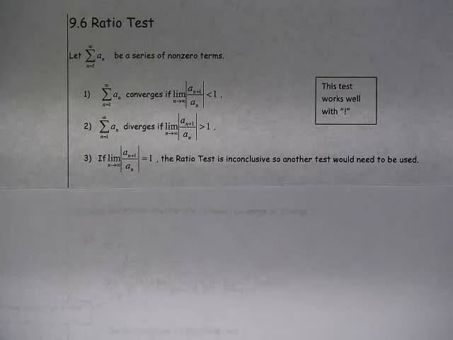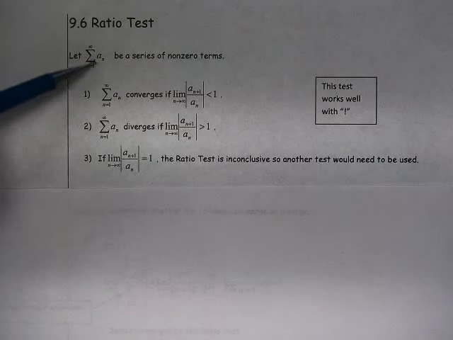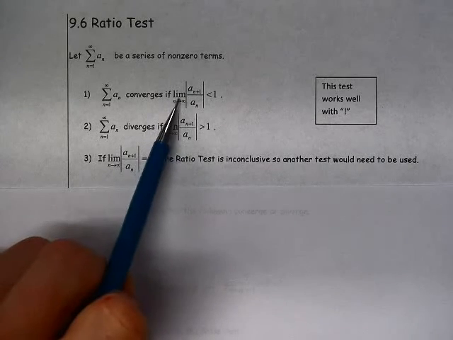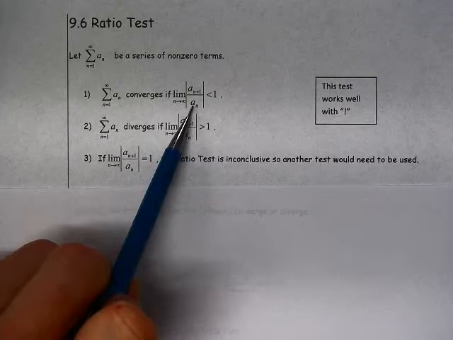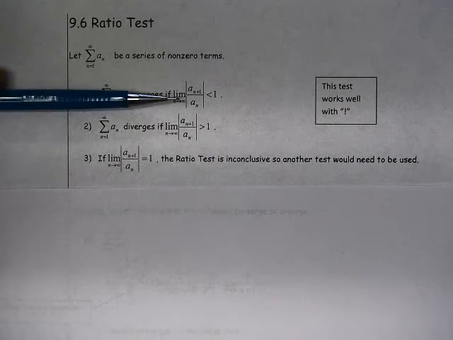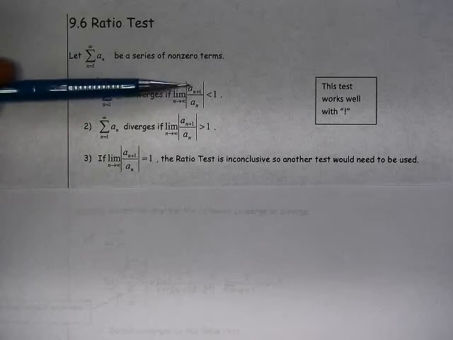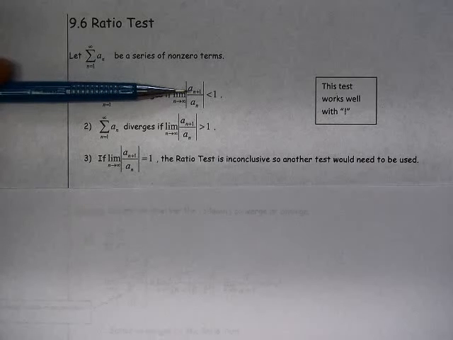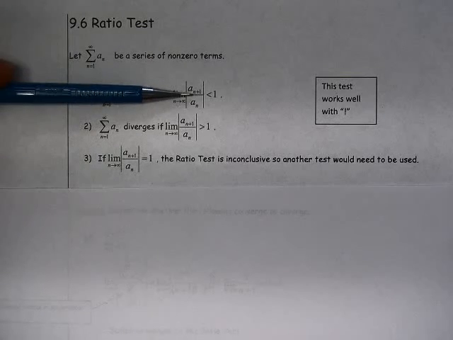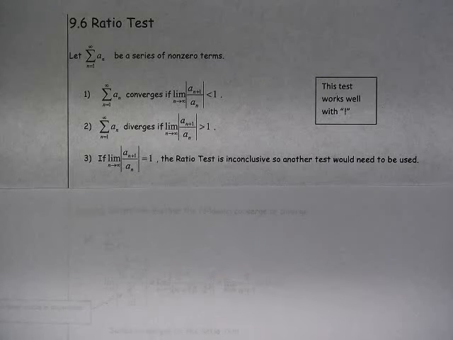Chapter 9.6 is our last test for divergence or convergence, and it's called the ratio test. If we have a series whose terms can be called a sub n, then we look at the limit of the next term over the previous term. So we're looking at the ratio, the absolute value, the magnitude of one term and the term after. So we're looking at a sub n plus 1 over a sub n, and we're looking at that ratio as the value of n approaches infinity.